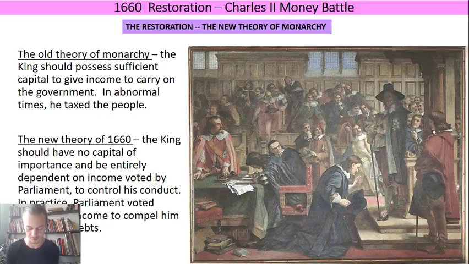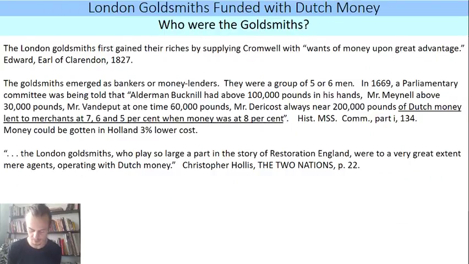5 or 6 of these merchant goldsmiths were large enough to be considered bankers. They issued receipts for the deposits, which came to be used as currency between merchants and others. The London goldsmiths, who played a large part in the story of restoring England, were to a very great extent mere agents operating with Dutch money. So this is Dutch from Amsterdam, these Amsterdam banking houses moving into England.